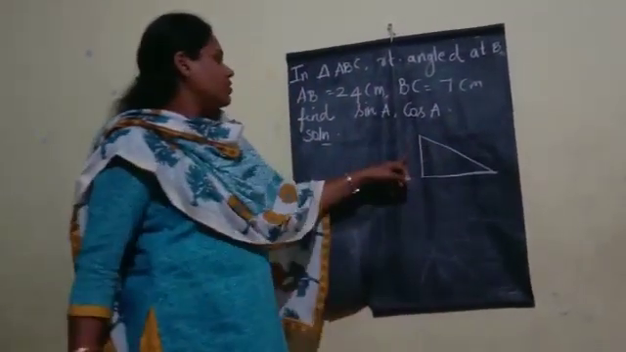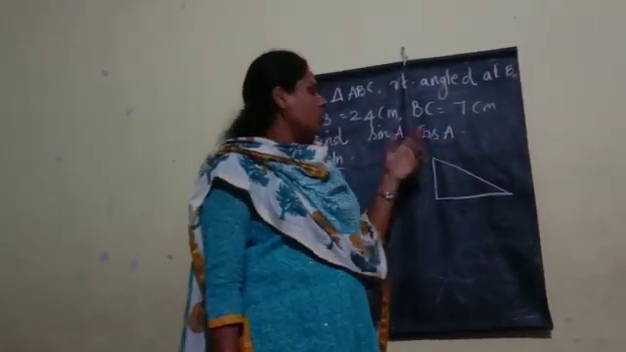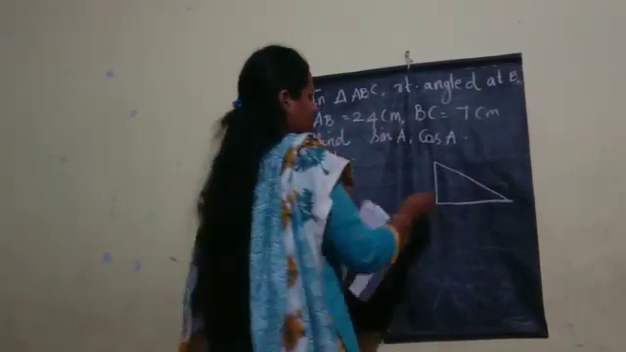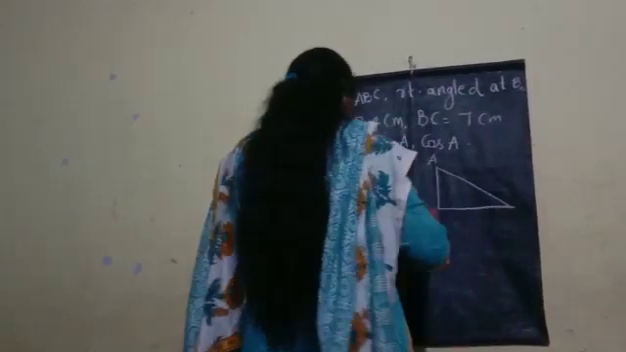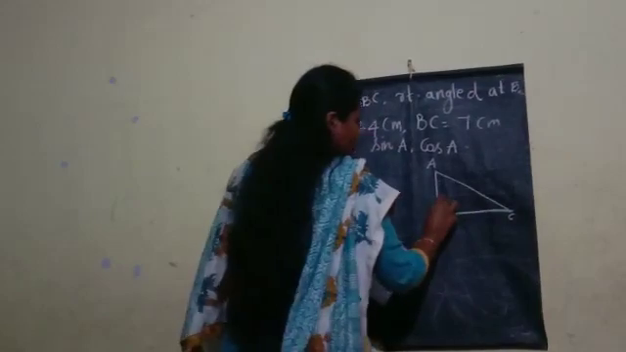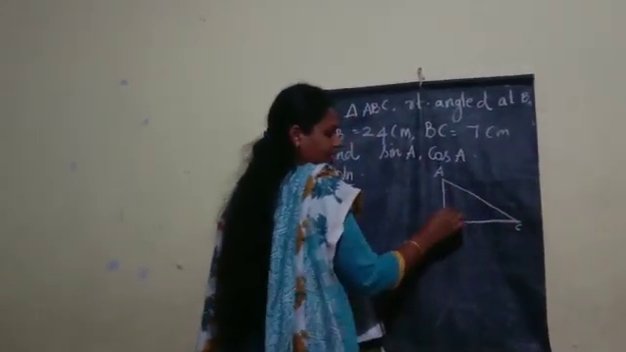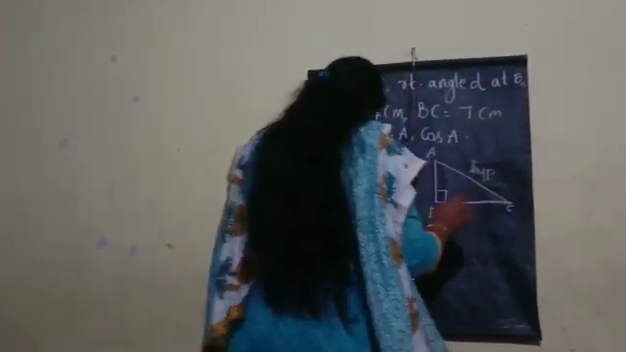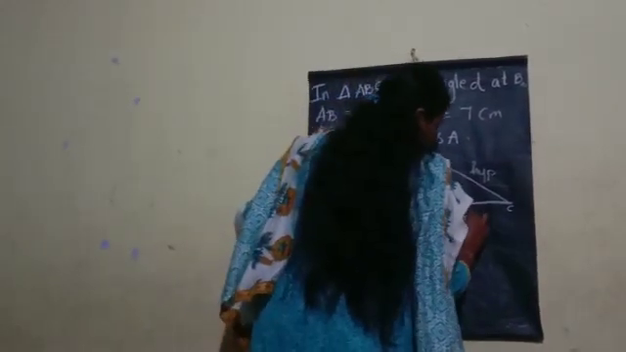So unless you find the value of these 3 sides, you can't find the value of sin and cos. So first we have to find the value of these 3 sides. See, for example, this is A, this is B, and this is C. So this is a right angle triangle, and the side opposite to the right angle is the hypotenuse, and this is the opposite side, and this is the adjacent side.